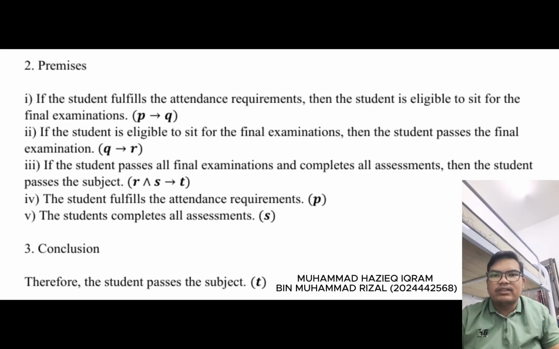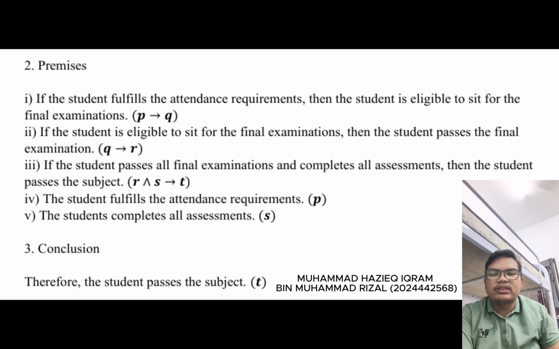Okay, now I'm going to break down the premises of the question and the conclusion to our argument. A premise is essentially a statement we assume to be true, and our goal is to see if this leads us logically to our final result. Let's look at the first two conditional rules. Premise 1 states if the student fulfills the attendance requirement, which is P, then they are eligible for exams, which is Q. We write this as if P, then Q. Premise 2 states that if they are eligible to sit the exam, which is Q, then they pass the exam, which is R. So we write that as if Q, then R.